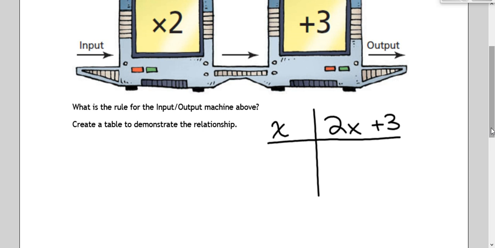So for instance, if I put 1 in, I will get 5. If I put 2 in, I will get 7. So if you didn't get that on your own, make sure to take some time and rationalize that to yourself. Pause the video if you need to, go back, think about it. This says if I put 3 in, multiply it by 2, and then add 3 to it, I should get 9. Okay? Step by step.